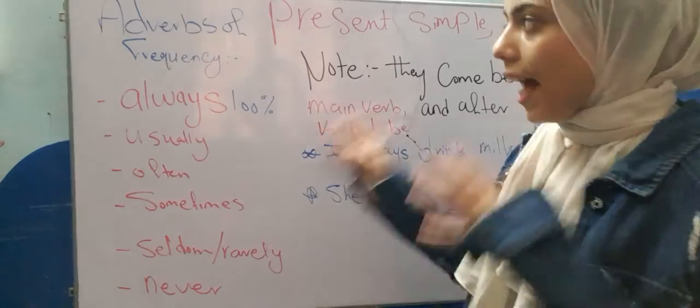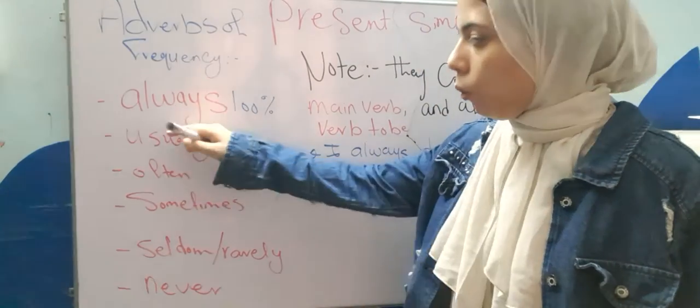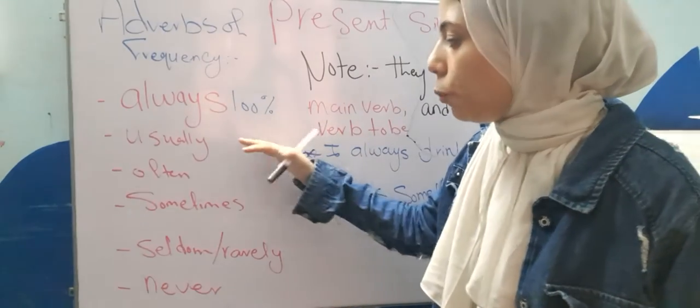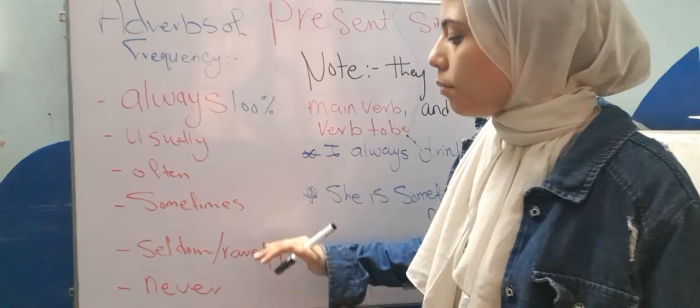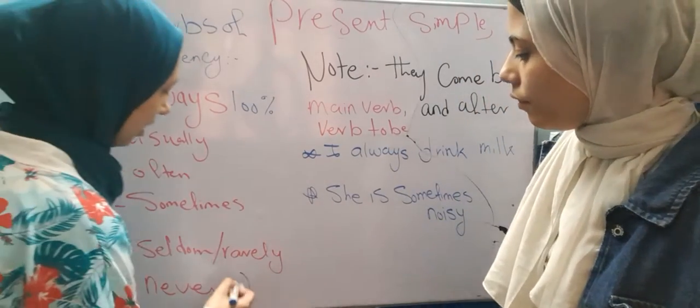And now we have the adverbs of frequency. The adverbs of frequency are always, which is 100% sure, usually, often, sometimes, seldom or rarely, and never, with 0%.